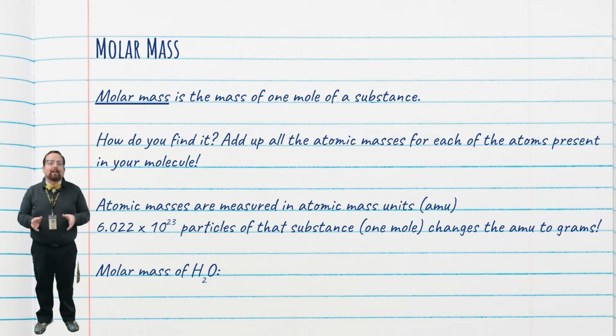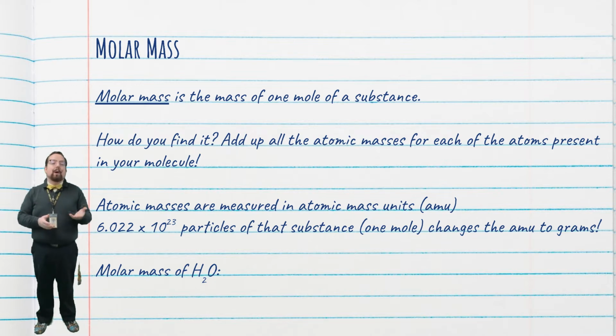So the molar mass, or how many grams there are in 1 mole of atoms, is just that atom's average atomic mass on the periodic table, with grams as its unit. Well, how do you find the molar mass for a substance? Easy peasy lemon squeezy, my friends. You simply add up the atomic masses for each atom present in your molecule.